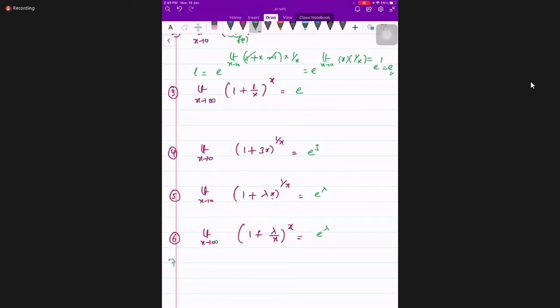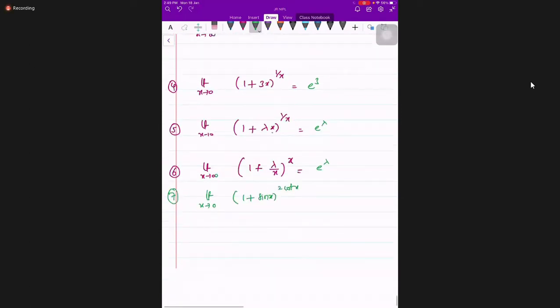Look at the numericals here, please write. Limit x tends to 0, 1 plus sin x, whole power 2 cot x. Do all the answers. All follow the same method.